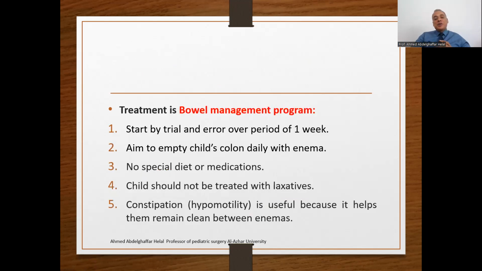The treatment is a bowel management program. Treatment for what? Treatment of true fecal incontinence with a tendency for constipation, or with constipation. Start usually by trial and error over a period of 1 week. You must admit the child to a hospital. The aim is to empty the colon with enema.